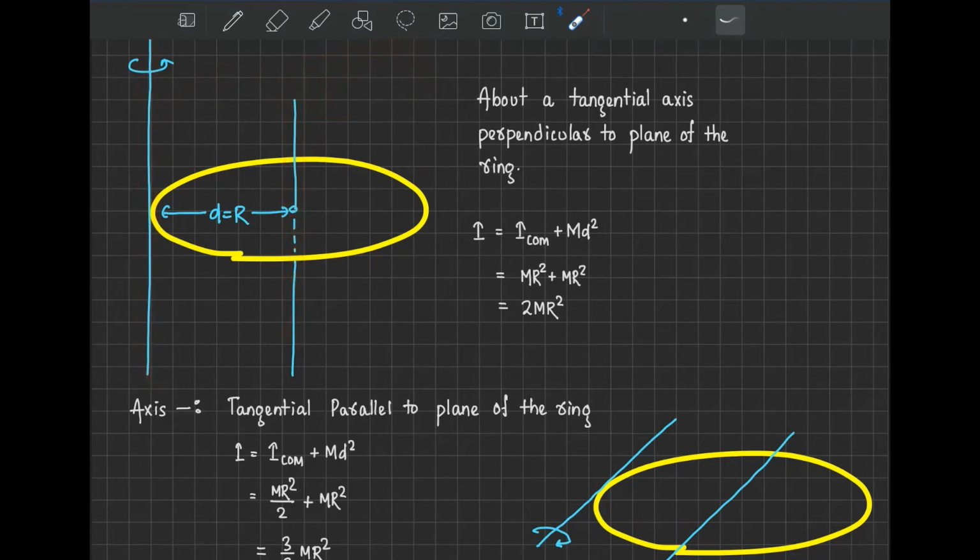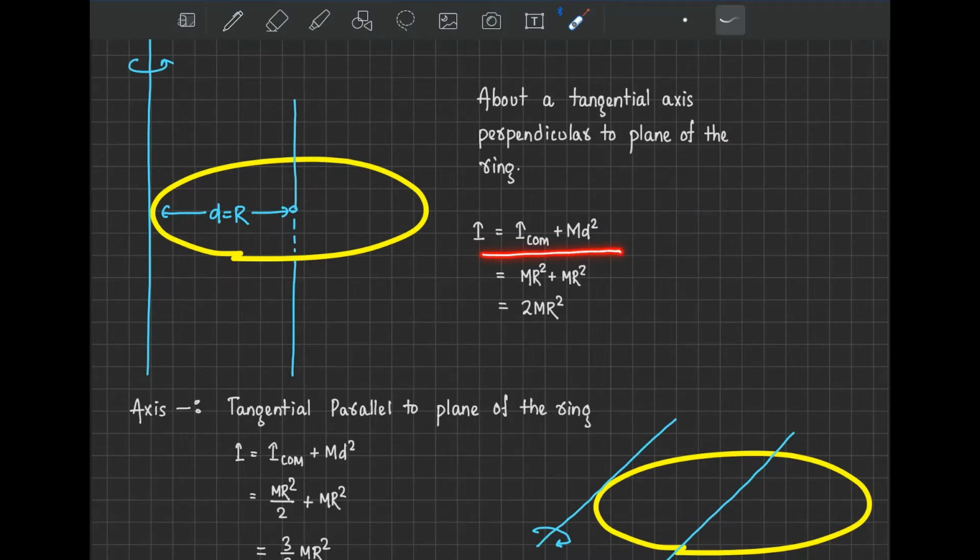If we see from the top view and the ring is like this, then the axis will be passing through this point and perpendicular to the plane like this. Okay. Now in this case, how to find the moment of inertia? Here the axis is a tangential axis and it is perpendicular to the plane of the ring. Now here we will use the parallel axis theorem.